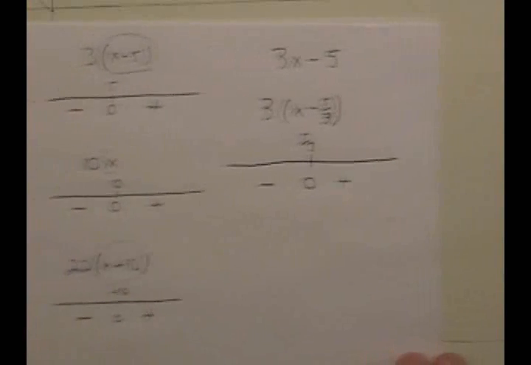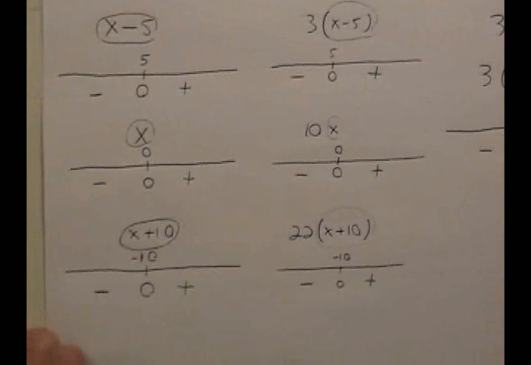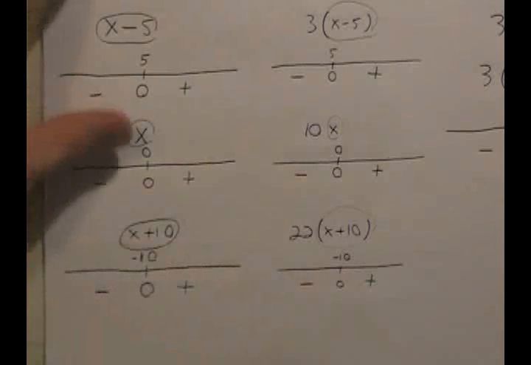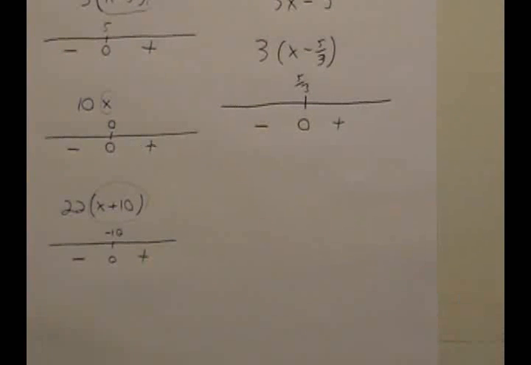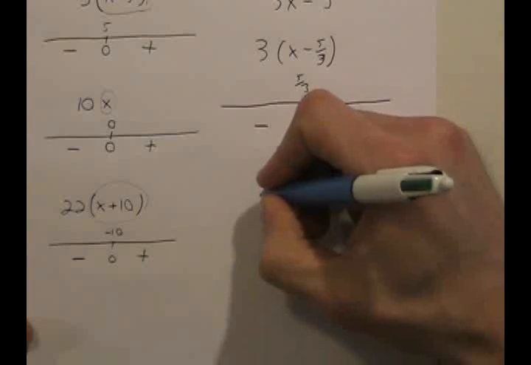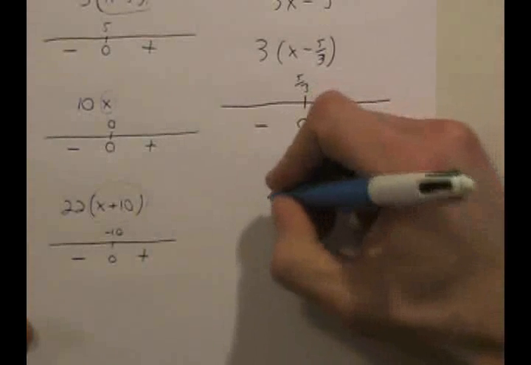Now, they don't all go from negative to positive like this. It really depends on the individual expression. For example, if we had started out with, say, we'll do an easy one.